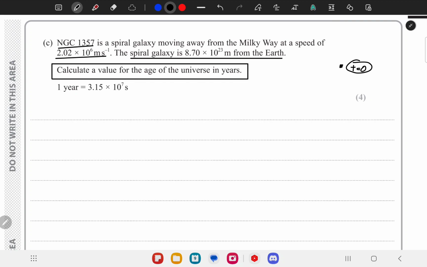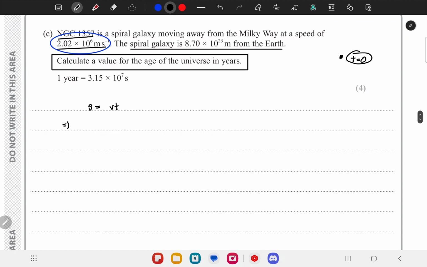Now after however many years the universe has been through, the distance between them has grown to 8.7 × 10^23. If we assume that it has been moving away from us at the same constant velocity since the beginning of the universe, we can find an estimate for the age of the universe. Since we are considering a constant velocity, we can use displacement equals vt. Now the displacement is 8.70 × 10^23 meters.